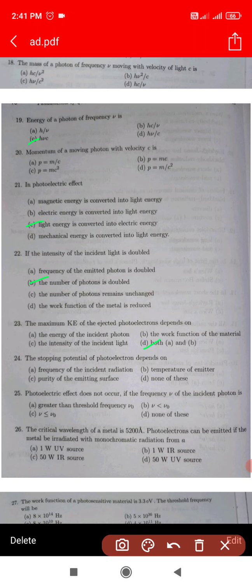A and B both are right. Next, the stopping potential of the photoelectron depends on the frequency of the incident radiation.